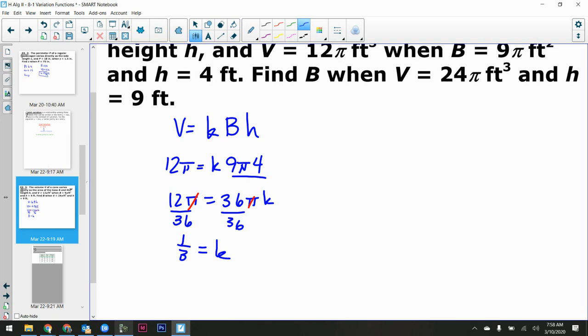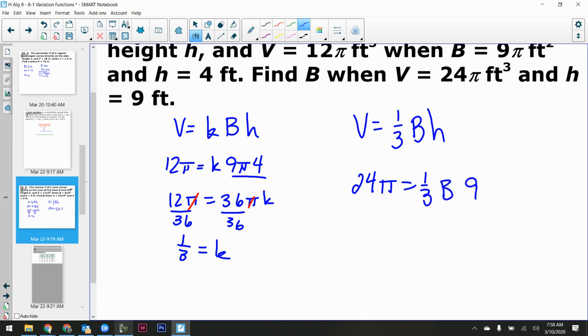That makes sense. You guys know the volume formula of a cone? The volume of a cone is 1/3 the area of the base times the height. Now find the area of the base when the volume is 24 pi and the height is 9. Again, I can reorder: 24 pi is equal to 3B, since 1/3 of 9 is 3. Then I divide by 3 to get 8 pi as the area of my base, 8 pi feet squared.